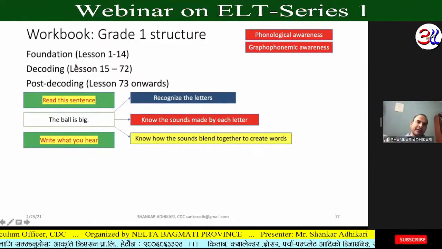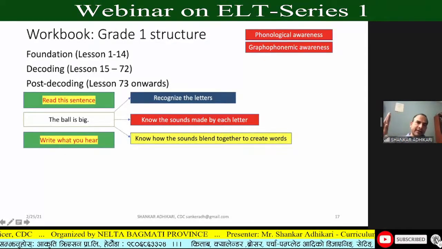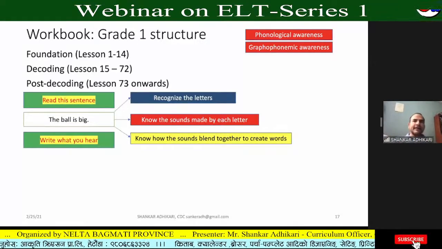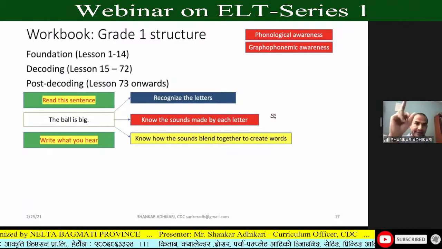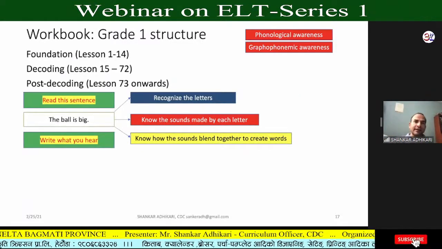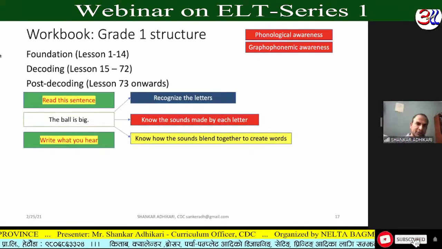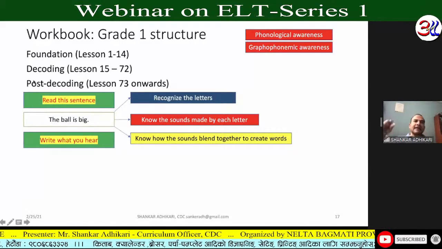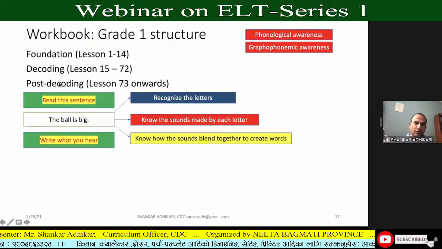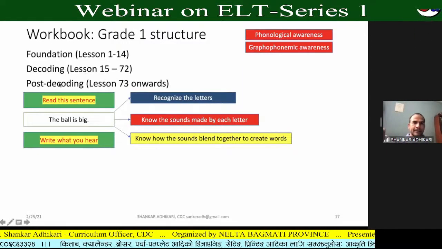There are altogether 108 lessons in grade 1. Lessons 1 to 14 are the foundation. Lessons 15 to 72 are the decoding phase, and lesson 73 onwards is the post-decoding phase.